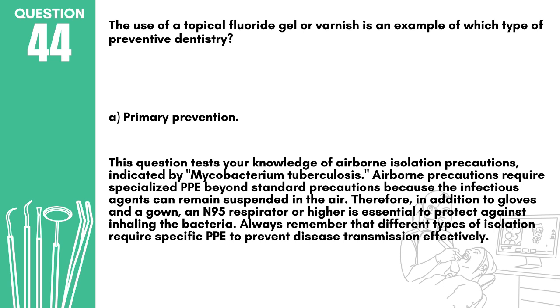Secondary prevention focuses on early detection and treatment to stop disease progression, e.g., filling a small cavity, and tertiary prevention involves managing an established disease to minimize complications and restore function, e.g., crown for a badly decayed tooth. For example, sealants and regular cleanings are also forms of primary prevention. Always remember that primary prevention aims to stop problems before they even start.